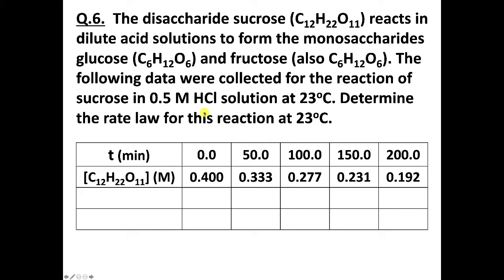And here is some data that was collected for this reaction of sucrose in hydrochloric acid. And we have time, 0 minutes, 50 minutes, 100 minutes, 150, 200 minutes, and then the concentration. And you can see the concentration is decreasing from 0.400 molar and gradually going down. So we have concentration versus time data. We should be able to graph it and determine the rate law.